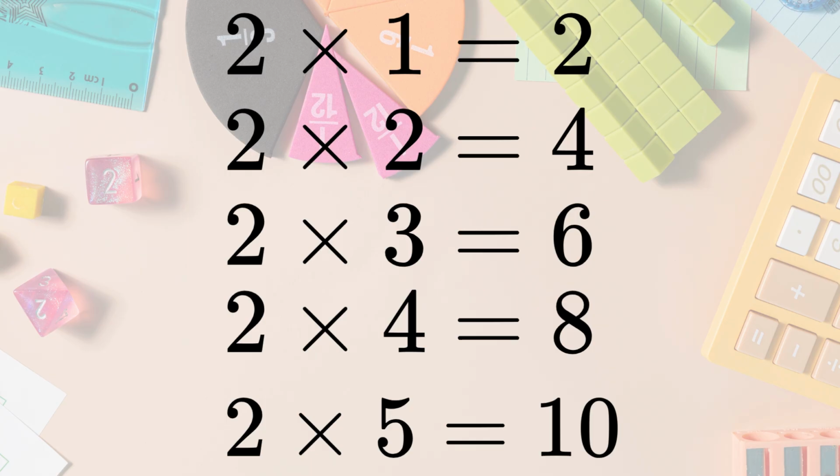So if we look at the tables of 2, we all know that 2 ones are 2, then 2 twos are 4, 2 threes are 6, 2 fours are 8, 2 fives are 10. So if you look at the ones place, it is either a 2, 4, 6, 8, 0. Any number which ends with these digits will be fully divisible by 2. That means there will be no remainder.